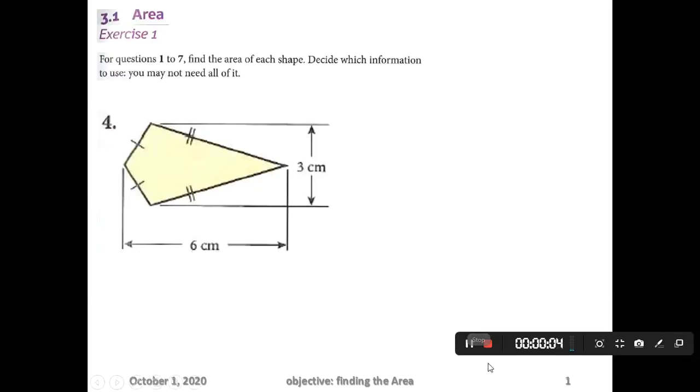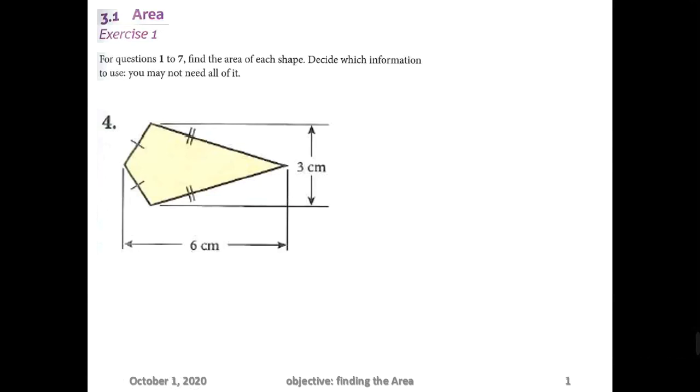Hello. We are still learning here how to find the area of two-dimensional shapes. And we learned previously how to find the area of a trapezium. A trapezium is a shape where there are two parallel sides and a vertical distance between the two parallel sides.